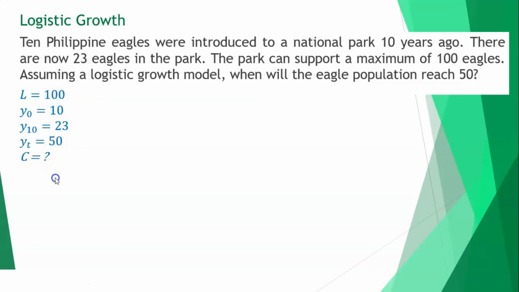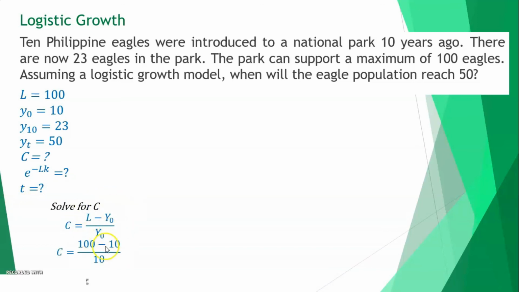So our c here is unknown. Our e to the power of negative Lk is also unknown. And t here is also unknown. So solve for c, given this equation. Our L is 100, minus 10, over 10. So the value for c here is 9. Okay, solving for e to the power of negative Lk, which is e to the power of negative 100k. So again, the logistic growth model is this equation.